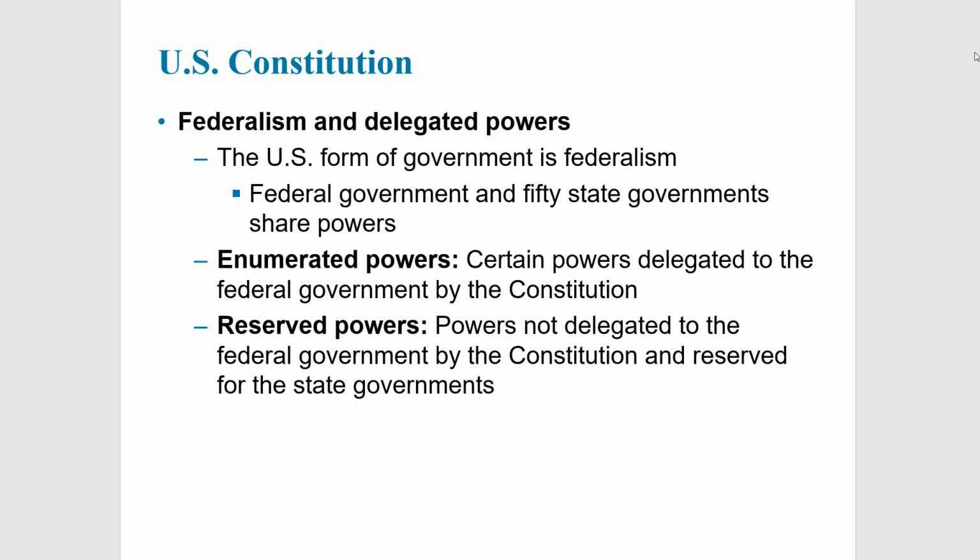A lot of this is going to feel like a review of stuff you took in high school. If so, that's fine. We'll just go over some main concepts. So the United States Constitution sets up a form of government we call federalism, which means that we have one federal government and then 50 state governments that share powers. Some powers are enumerated in the Constitution, which means they are given to the federal government. Powers that aren't enumerated or given specifically to the federal government are considered to be reserved for the state governments.